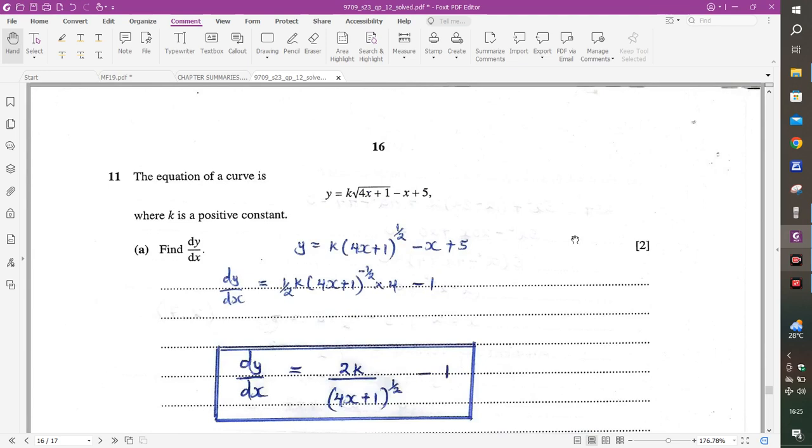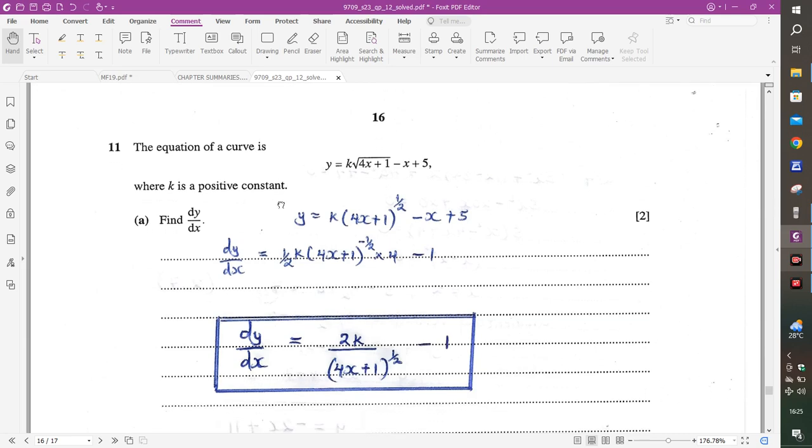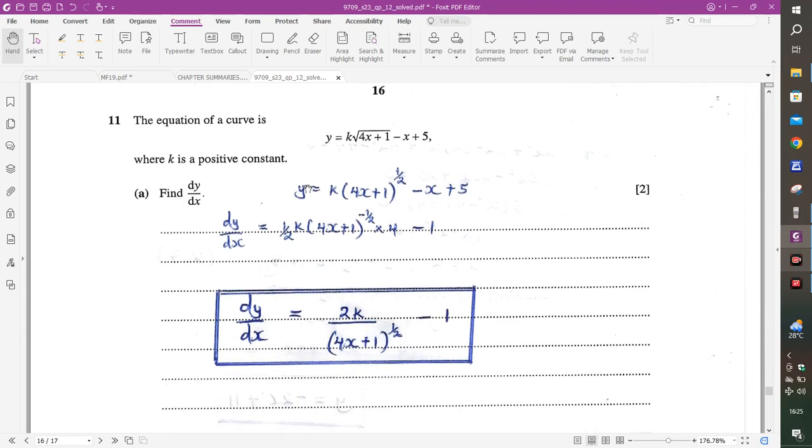Lastly, number 11, the equation of a curve is y is equal to k square root of 4x plus 1 minus x plus 5, where k is a positive constant. Then it says find dy dx. So for dy dx, remember square root is the same as to the power of a half. So drop this half and then reduce the power by 1. So when I get a half minus 1, I get negative a half.